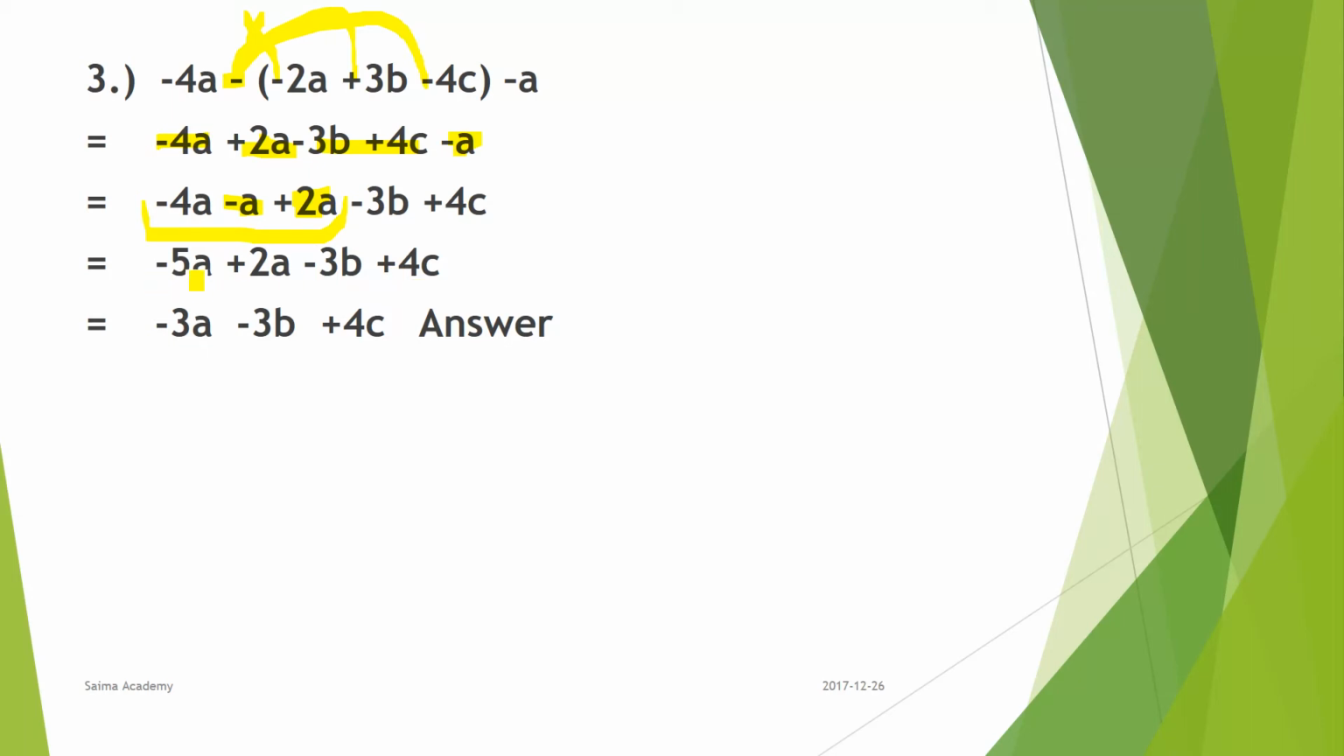Now this is minus 5a plus 2a. This is not the multiplication rule, this is the addition and subtraction rule. Minus 5a plus 2a, you have a minus and a plus, but for the sign you have to decide whether 5 is bigger or 2. So it is 5, right? And 5 has a minus sign. If you do plus and minus, then you have to use the sign of the larger magnitude. So minus 3a minus 3b plus 4c is the answer.